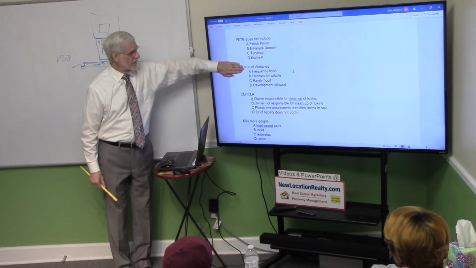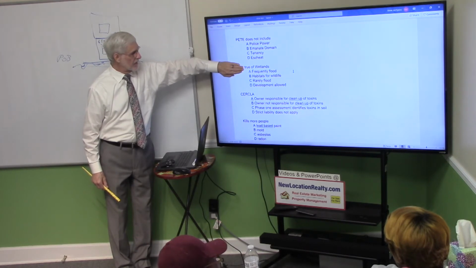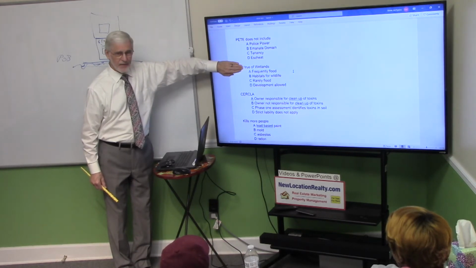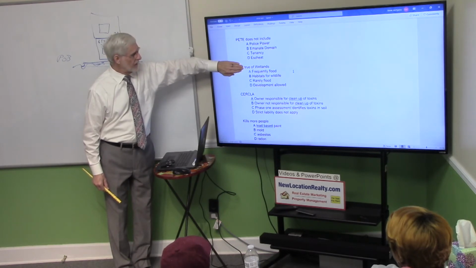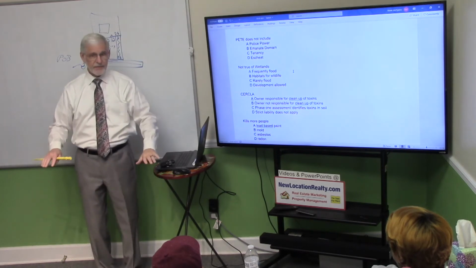Rarely flood, that's false. Development allowed? What would you develop on, wetlands? Can you develop anything in wetlands? No, not true. Rarely flood? That's a not. No, it rarely floods because the water level's about the same.